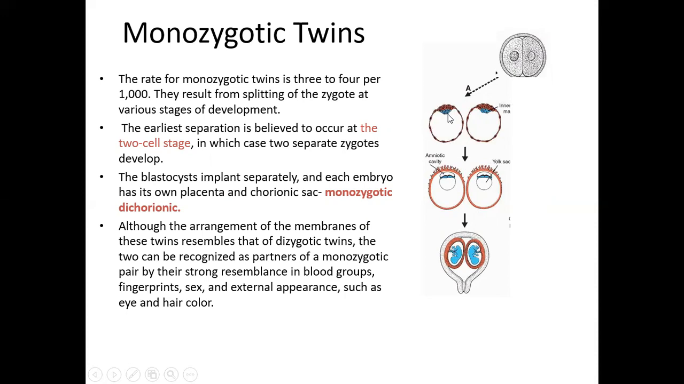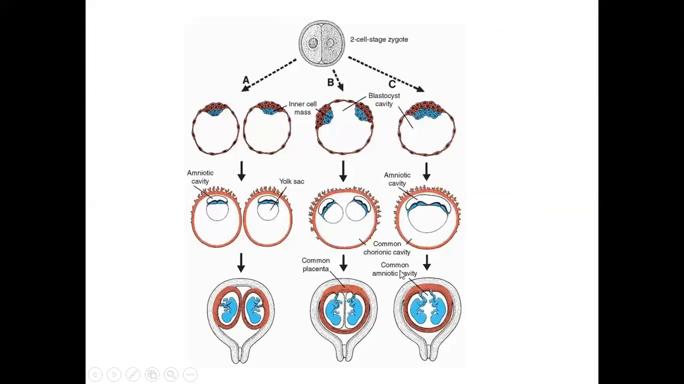So how do they differ from dizygotic? Both sexes will be the same since they are forming from a common zygote. So they will have close resemblance, and they can be recognized as partners of a monozygotic pair by strong resemblance in blood groups, fingerprints, sex, and external appearance such as eye and hair color. So everything will be similar, though they will be having different placenta, different chorionic cavity, and different amniotic cavities.